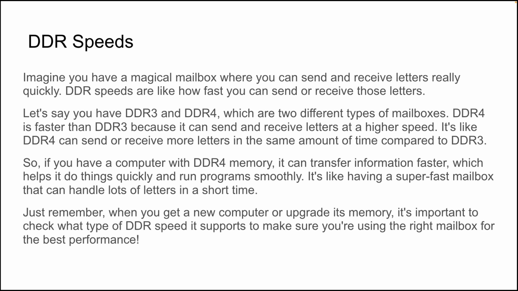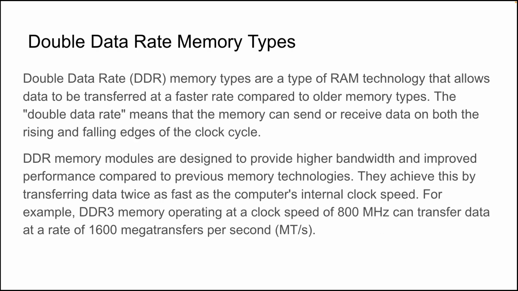So if you have a computer with DDR4 memory, which most of them nowadays do, it can transfer information faster, which helps it do things quickly and programs run smoothly. It's like having a super fast mailbox that can handle lots of letters in a short time. Just remember, when you get a new computer or upgrade its memory, it's important to check what type of DDR speed it supports to make sure that you're using the right mailbox for the best performance. So don't just go and get a stick of RAM thinking that it's going to be compatible. Definitely check the compatibility specs for your motherboard.